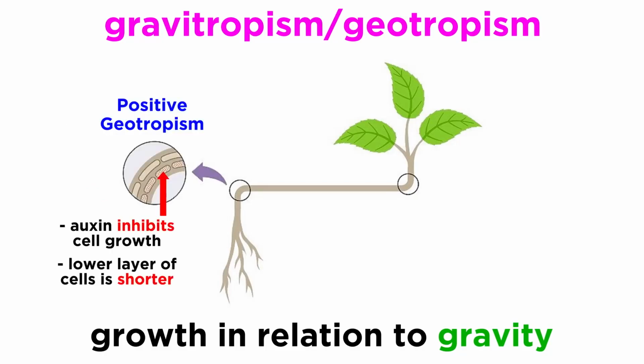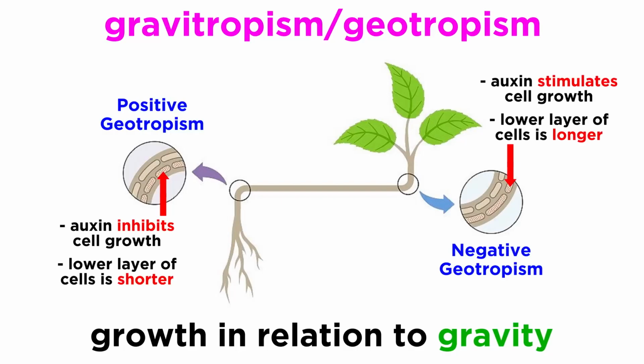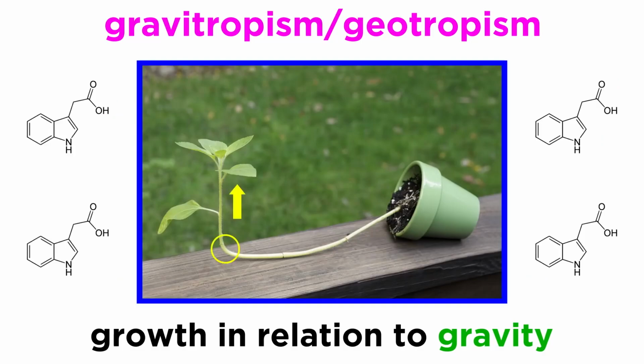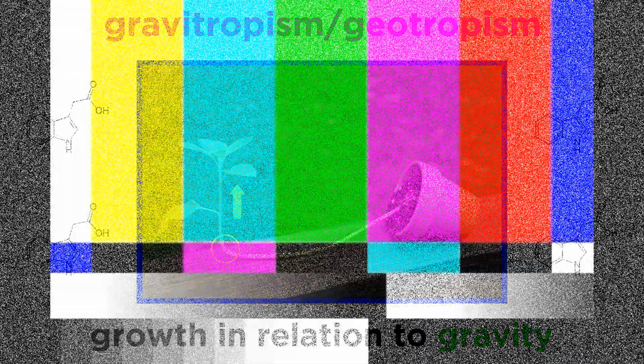Roots demonstrate positive geotropism, or growth towards the pull of gravity, while stems experience negative geotropism, growing away from the direction of gravitational pull. If you tip a potted plant on its side, and a few days later the stem has become bent and is growing straight up again, that's auxin at work.